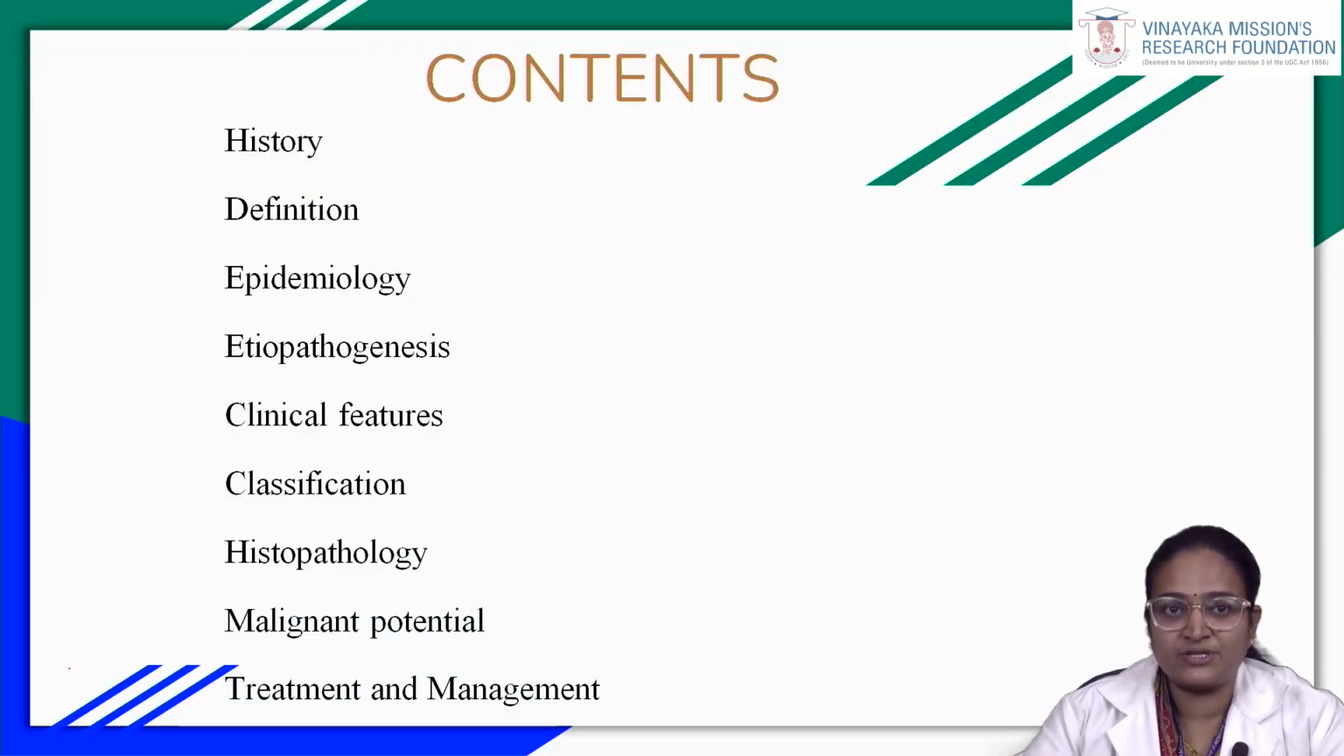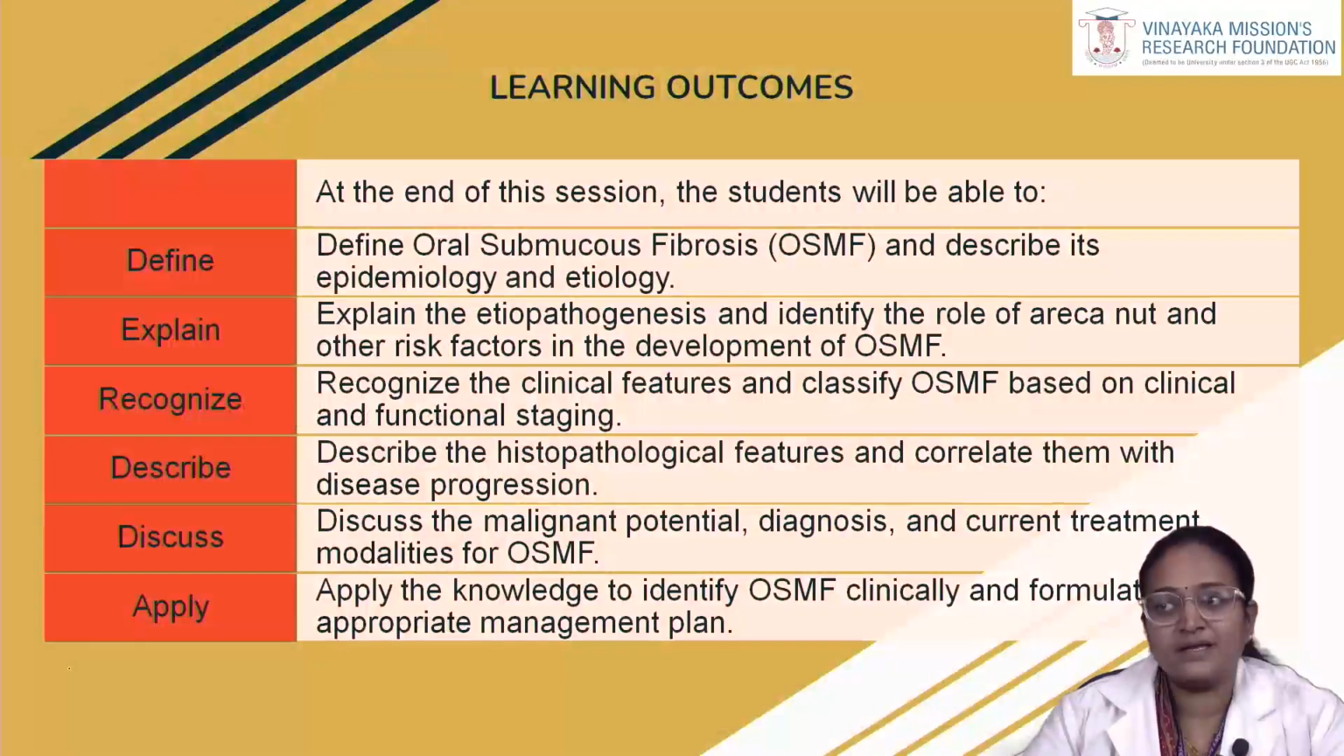We'll be highlighting the history, definition, epidemiology, etiology, clinical features, classification, histopathology, malignant potential and the treatment plan. So the learning outcome of this is that you will be knowing the definition of oral submucous fibrosis, describing the epidemiology, and explaining the etiopathogenesis, clinical features and histopathology, and we will be discussing the molecular pathogenesis and also the treatment plan.